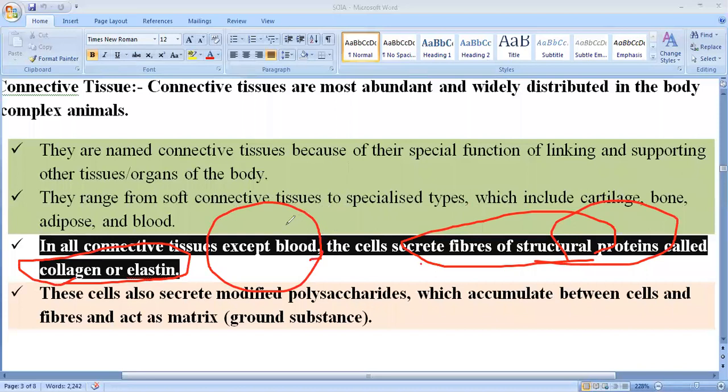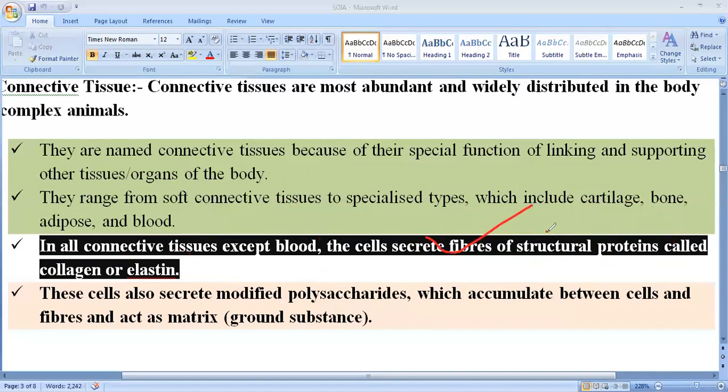Why are we saying blood is a fluid connective tissue? Because every connective tissue secretes the matrix, and they secrete such types of fibers, and due to this they are strongly attached with each other. But in case of blood cells, there is no secretion of such fiber structural protein. So due to this, blood cells behave as a fluid connective tissue.